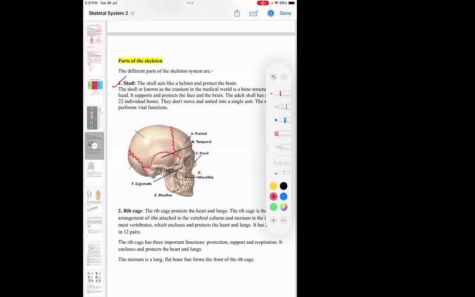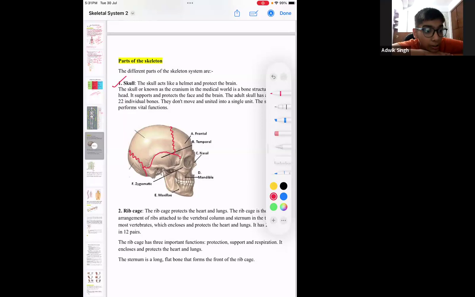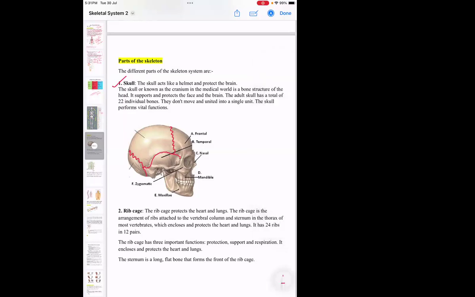Skull is not a single bone, many bones are present. The skull acts like a helmet and protects the brain.